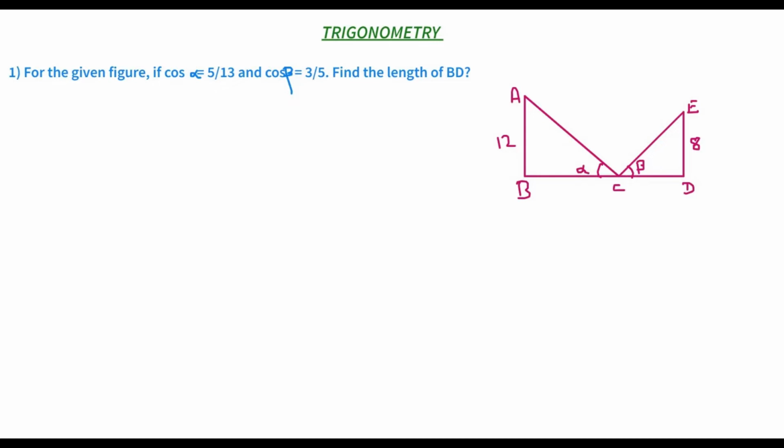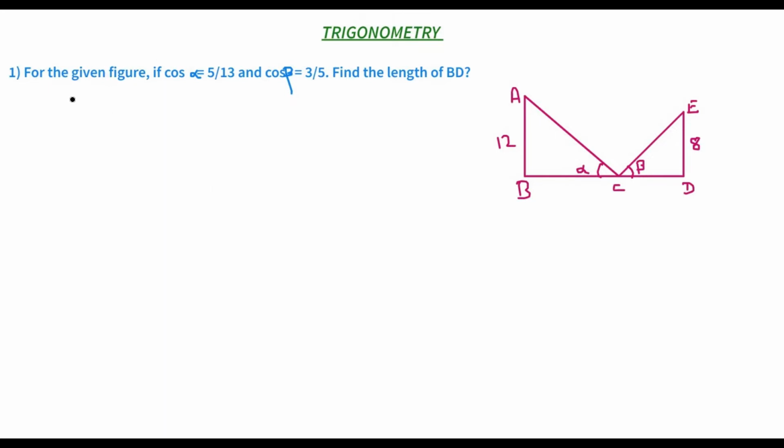As you can see, there are two triangles in this picture. We have a triangle ABC, which is a right angle triangle. Again, we have CDE. This is also a right angle triangle. And we know what AB is. AB is 12. And the reference angle given in this triangle is alpha. And when you take this triangle CDE, we know what ED is. ED is 8. And the reference angle is beta. So I hope you all remember what a reference angle is, what a base, a perpendicular or a hypotenuse is. We have already learnt it in our previous video.